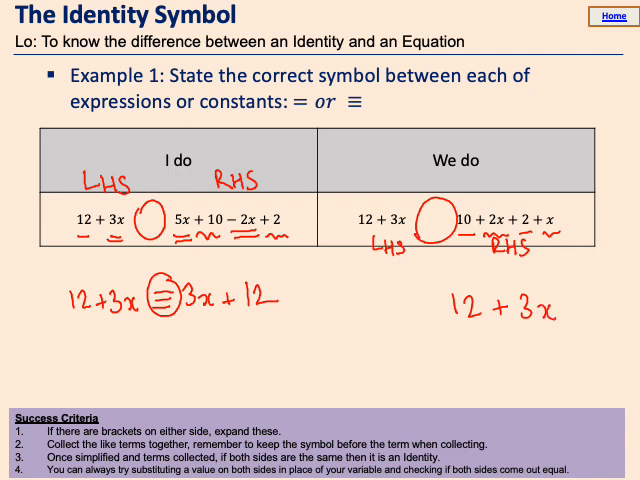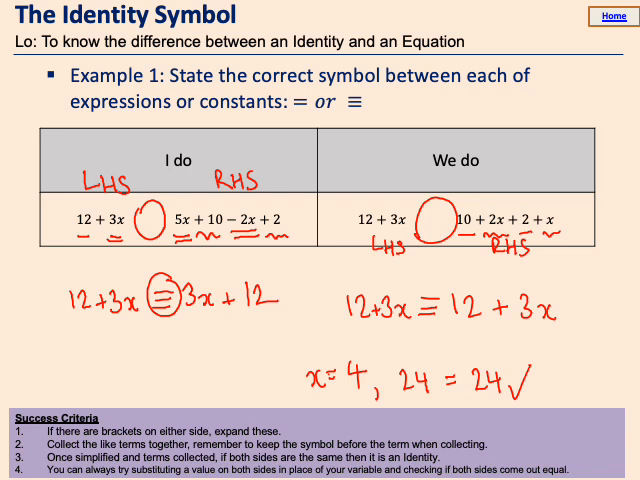Now, if we compare that to the left-hand side, which is 12 plus 3x, again, the constant, our 12, is the same, and 3x is the same. So this is always going to be the same, no matter what value of x we put in there. Feel free to try it if you want. Try putting in x is equal to, I'm not sure, 4. So we'd get 12 plus 3x on one side, which is 12 plus 12, so we get 24. Then on the right-hand side, we get 12 plus 12 again, so we get 24.